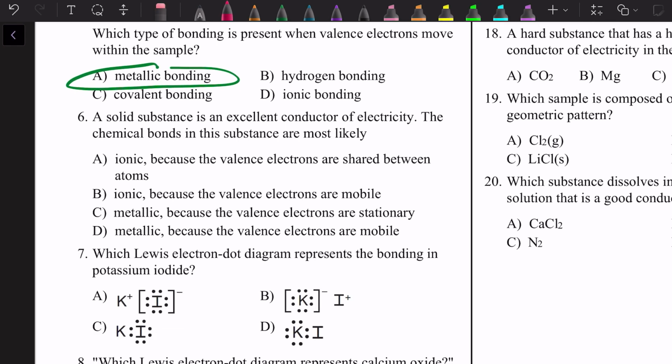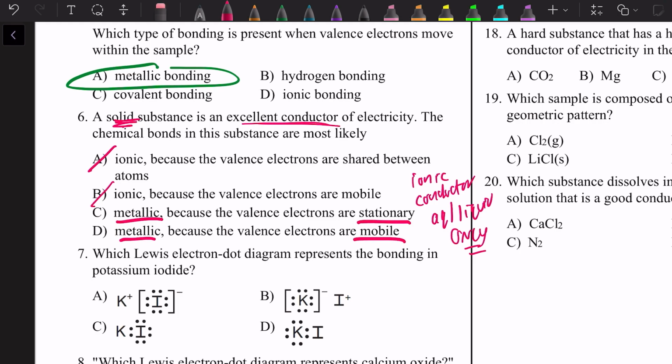Which brings us to number six, a solid sample is an excellent conductor of electricity. So a solid is a good conductor, which means the chemical bonds in this substance must be. Now we have learned that ionic is a conductor in the aqueous or liquid state only. It is not a conductor as a solid. So it can't be A, it can't be B. And now we have metallic, and if we break down C and D, valence electrons are stationary or mobile, it is D. It's all about getting electrons to move.